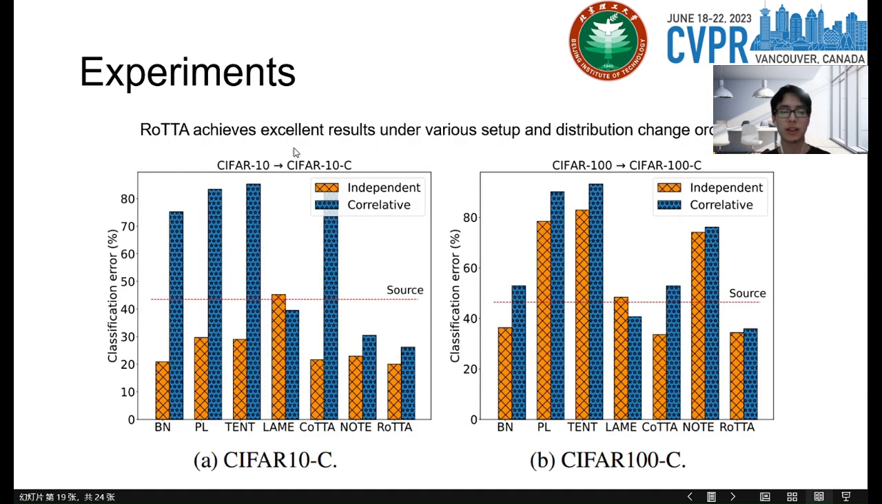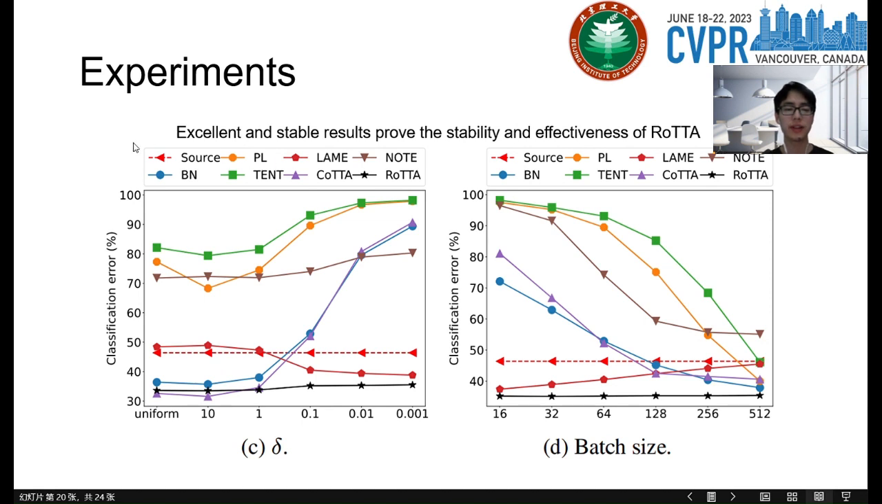We conduct experiments on 10 different sequences of changes on CIFAR-10C and CIFAR-100C with independently and correlatively sampled test streams respectively. As shown in the figure, no matter what kind of setup, ROTA can achieve excellent results. We also vary the value of delta and the batch size on CIFAR-100C. Excellent and stable results prove the stability and effectiveness of ROTA.